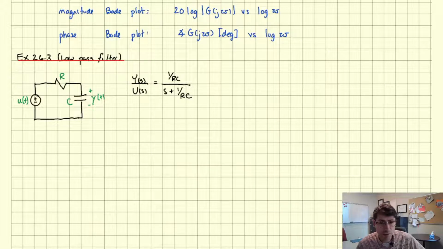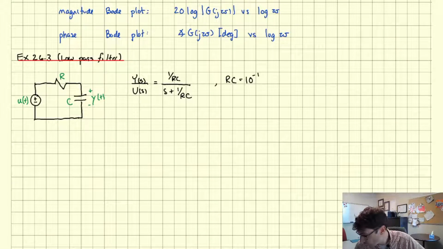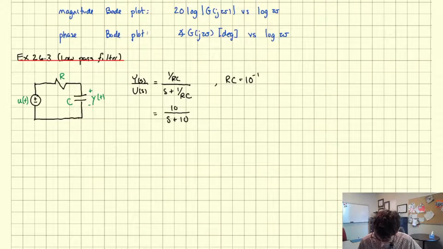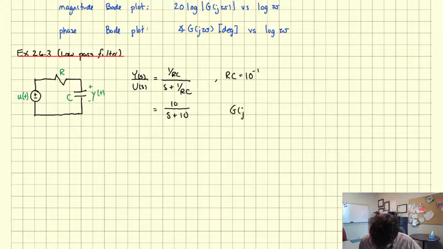Okay, and let's just assume, because I want to draw a frequency response, let's put some numerical values in there, and let's assume that RC, that product equals 10 to the negative 1. Okay, so then if that's the case, we get a very simple transfer function, right? 10 over S plus 10. Okay, so the frequency response is you just set S equal to j omega. So the frequency response in this case is that guy. And then you could draw your Bode plot.